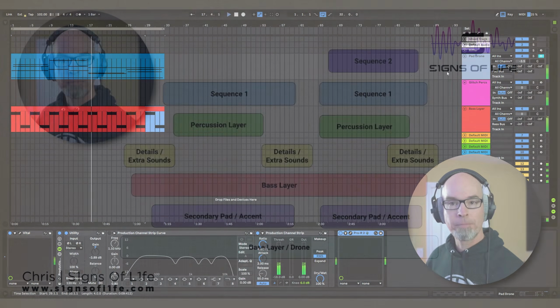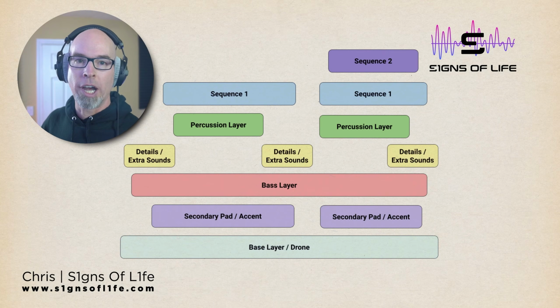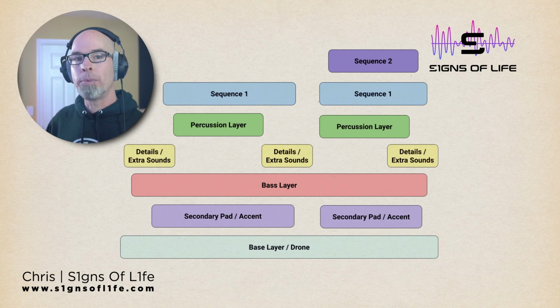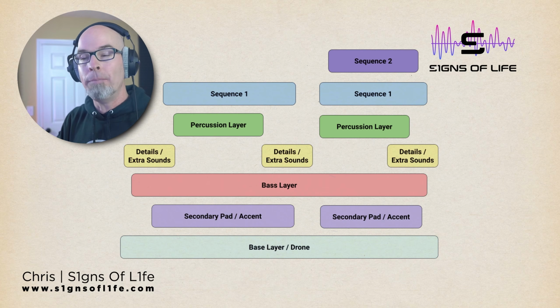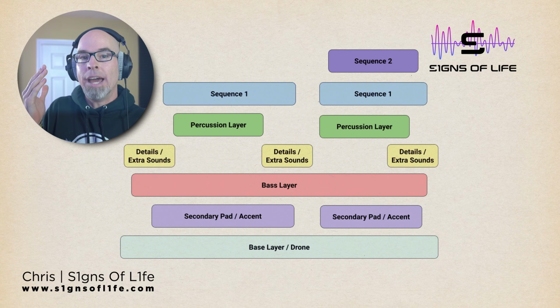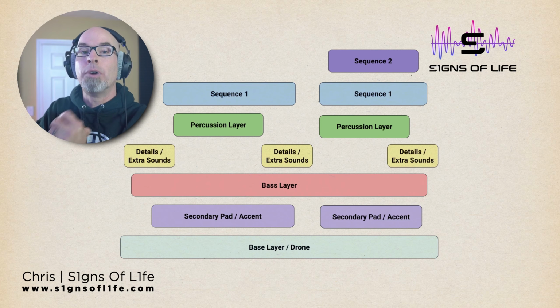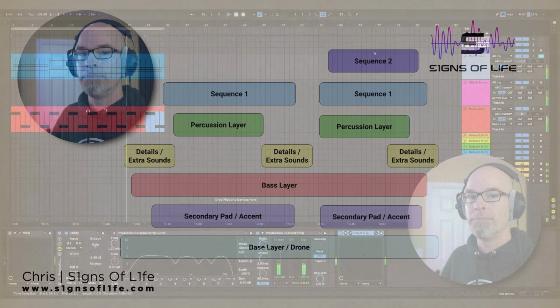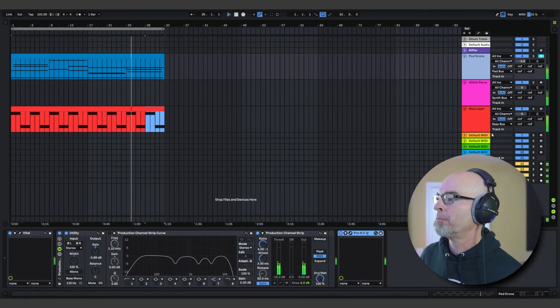Now, like I said, we need to finish our percussion layer and add a couple details and extra sounds. So for the percussion layer, we're going to add a kick drum and a bass underneath the kick drum. And then we're gonna add maybe even our sequences, and then we'll get into the details and extra sounds, all right? So let's go ahead and keep it moving here.